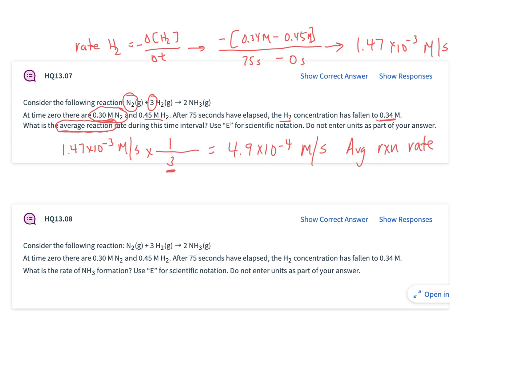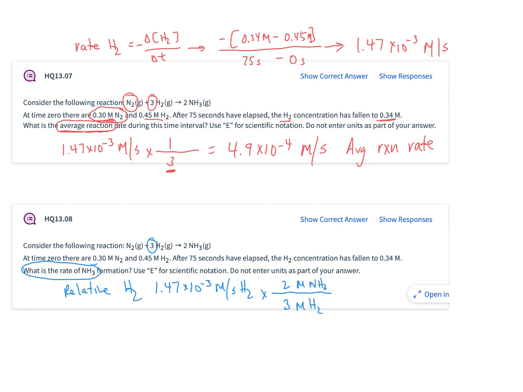For the next question, question 8, this is kind of a little bit, going backwards. I would have done this question first and then gone to 7, but we know the relative rate for hydrogen. All right, the relative rate for hydrogen, we found it as 1.47 times 10 to the minus 3 molar per second hydrogen. Right, to convert this into the rate of ammonia, we would just say, 3 hydrogens in, 2 ammonias out.